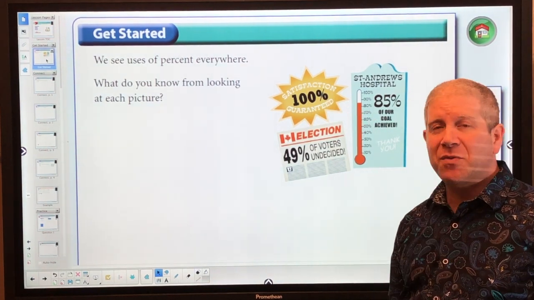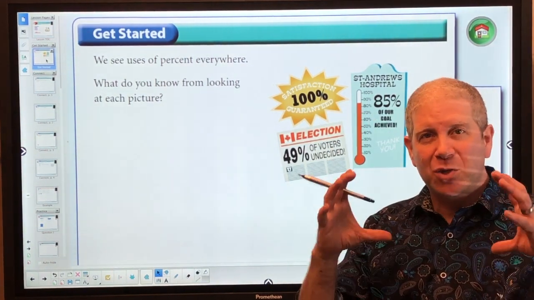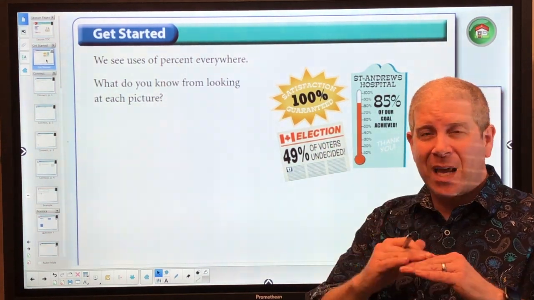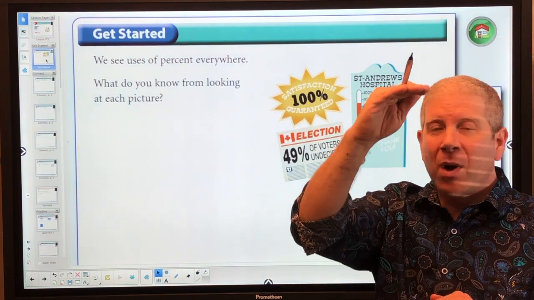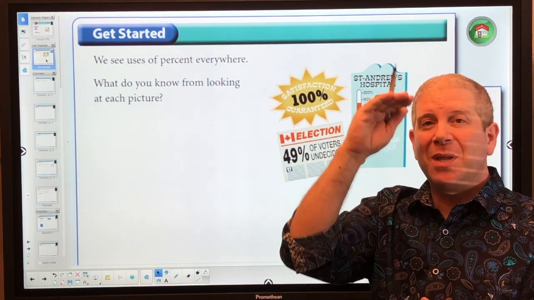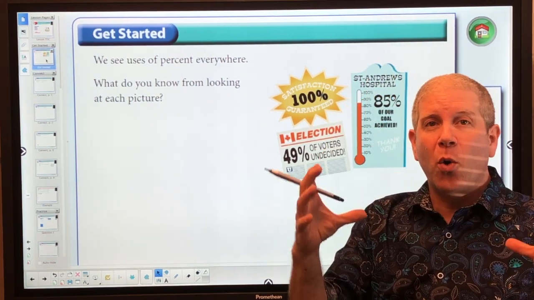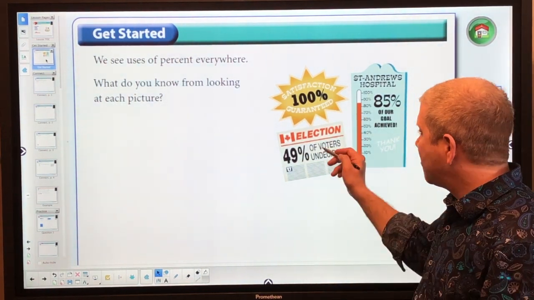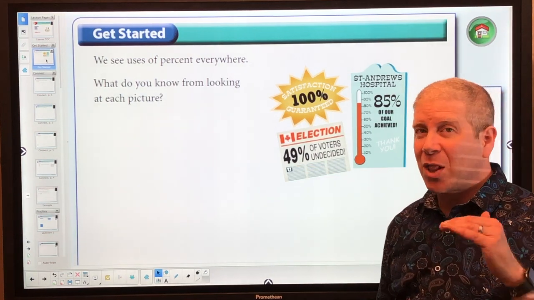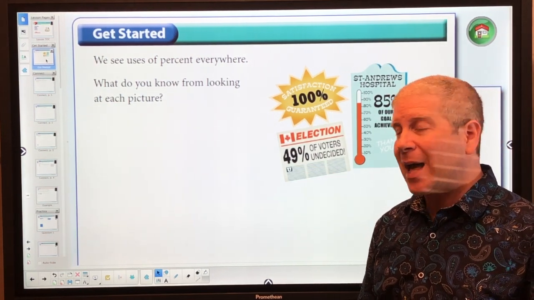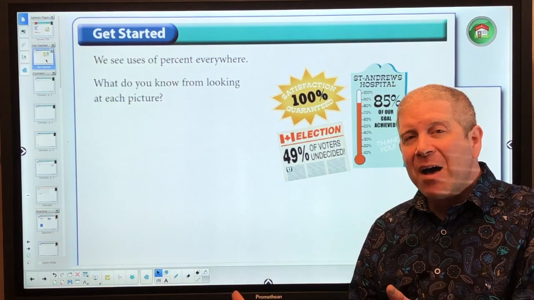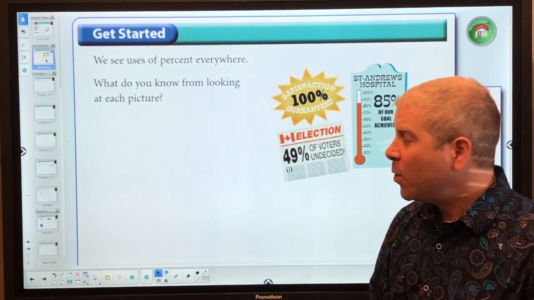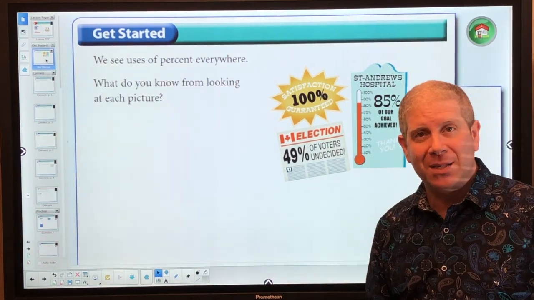Well, 100%, most of us should understand that means everything, the total amount. So if you had a scale of 0 to 100, you would be 100% satisfied. You would be at the top, or totally satisfied, and we would assume if we weren't, we'd get our money back. For this one here, 49% is close to 50, so we're finding out that in this election, half of the people don't know who they're going to vote for, which in an election is a pretty big deal.